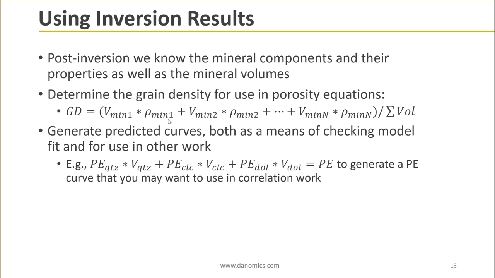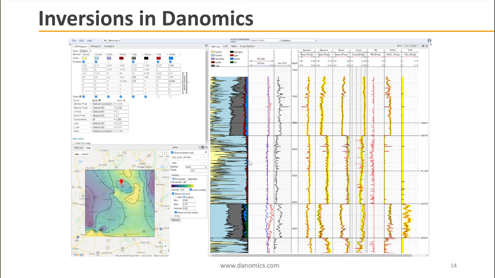And then we also generate predicted curves that we can use both as a QC on our model and to use in other work if you would like to. So for example, we'll generate a predicted PE curve that you may want to use in your correlation work. And we can also get a porosity calculated directly from the inversion. That would just be the sum of all the fluid phases. So, a number of things we get out of the inversion.